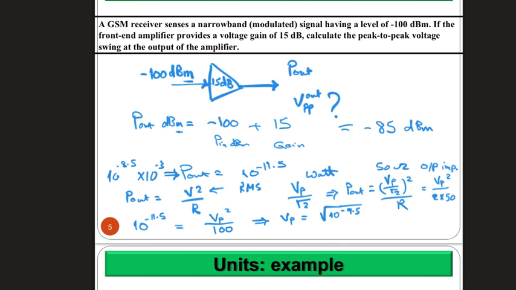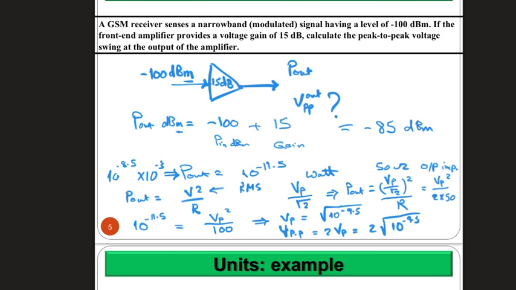Now V peak to peak is equal to double that. So V peak-to-peak is equal to 2 times the peak value, which is equal to 2 times the root of 10 to the minus 9.5. Okay, you can check the numbers with the next slide, which has the solution and the numbers, right?